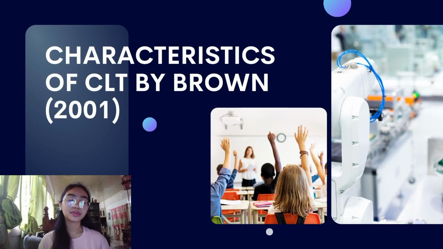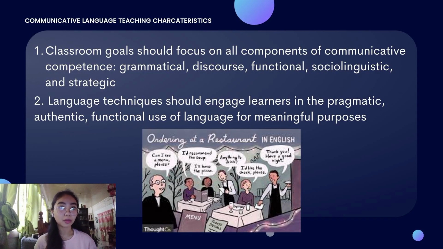So now let's move on to the characteristics of communicative language teaching. And according to Brown 2001, there are 6 characteristics of CLT. First, classroom goals should focus on all components of communicative competence. Therefore, a learner must be able to participate in group activities showcasing grammatical accuracy, managing discourse effectively, convey ideas functionally, grasp social nuances, and be able to create strategies to overcome communication barriers. So that is the first one.